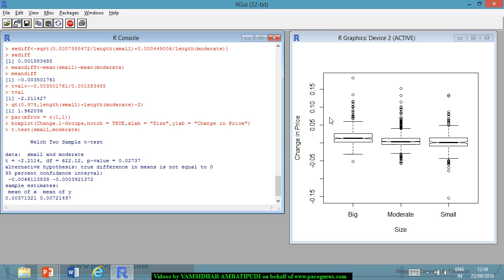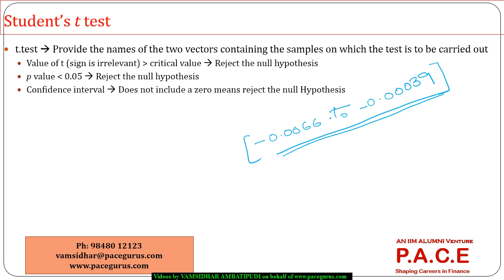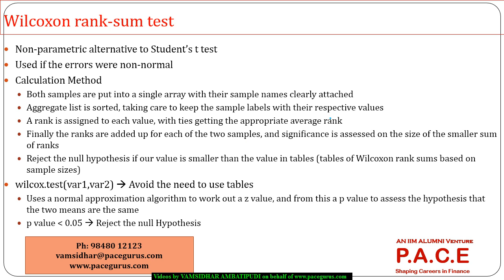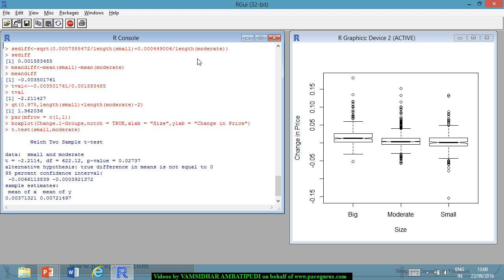So in case we are using the t-test, this is the way we can do the comparison across these two groups. But as we have seen that the variances are significantly different, I will not use the parametric student t-test. I would prefer the non-parametric alternative of the student t-test, which is otherwise called the Wilcoxon rank sum test, especially if the errors are non-normal. We have already seen there is a lot of non-normality in the errors, right?